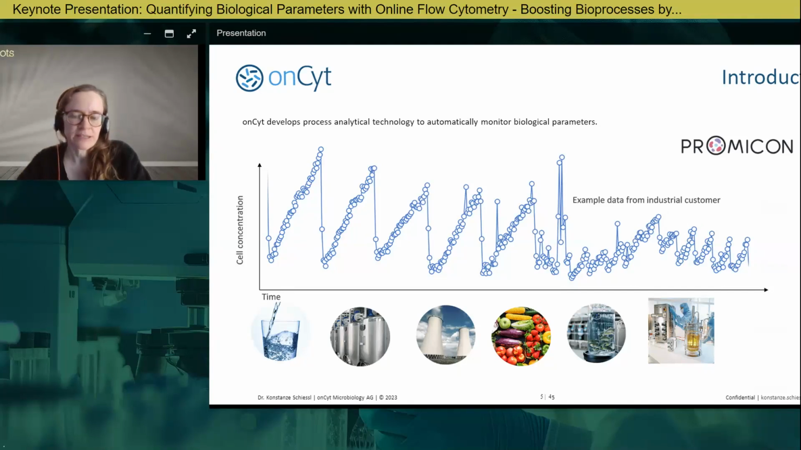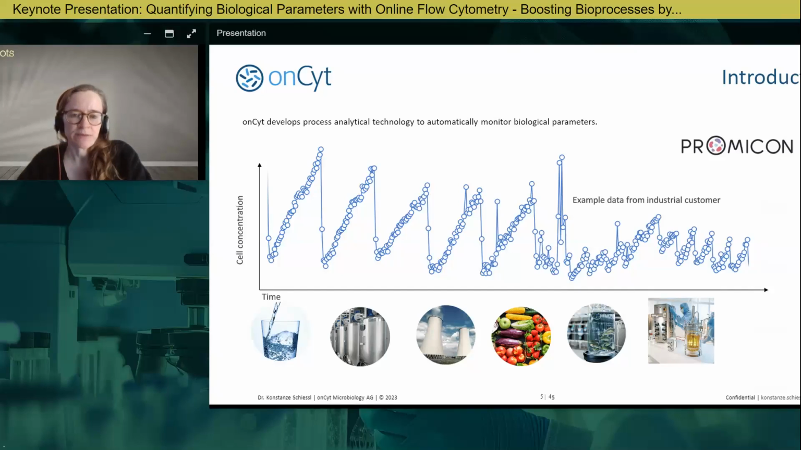So this has been collected with an online flow cytometer. You see on the y-axis, it says cell concentration. So here, actually, we have a data set from a cooling tower. Cooling tower has water, it has heat, it has some nutrients. So bacteria love to grow in these conditions. And the people responsible for the process need to make sure that bacteria don't grow too high, which can lead to Legionella problems or other types of problems.